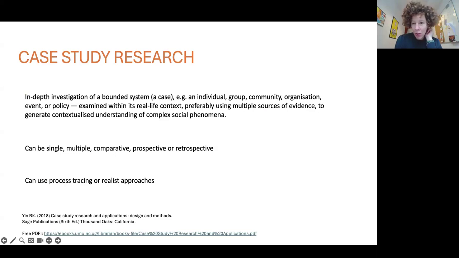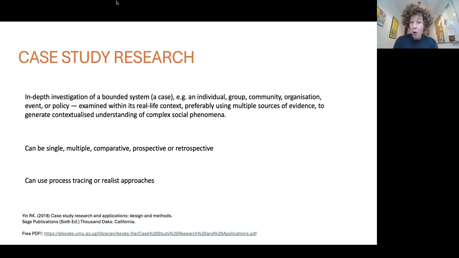So yeah, case study research, as Audrey just said, often underlies all kinds of explorations of complex systems, evaluations of policy, because the goal of a case study is to conduct an in-depth investigation of a bounded system. So that is a case. It could be an individual, group, community, organization, event, or in this case, a policy or a policy process.